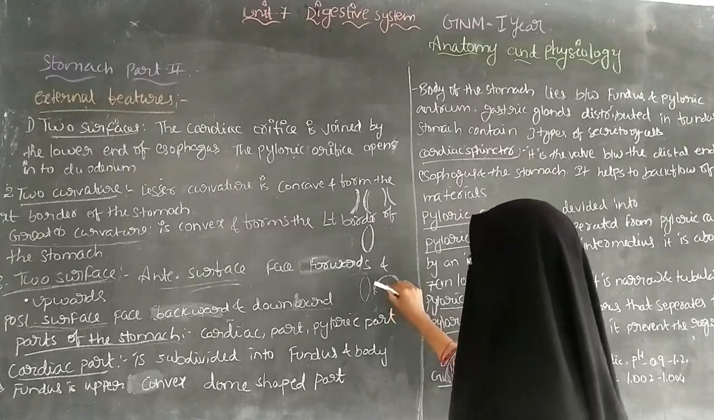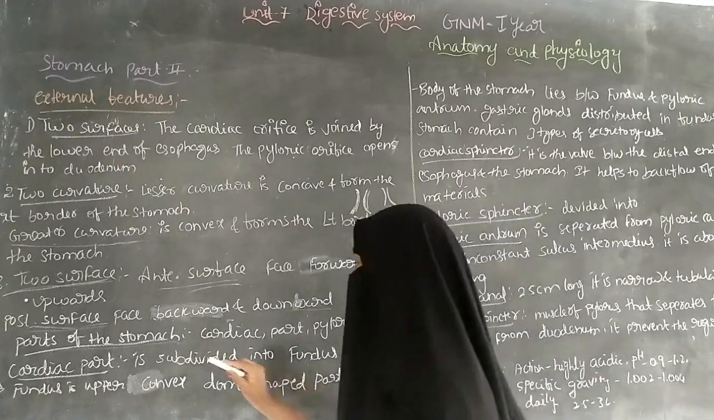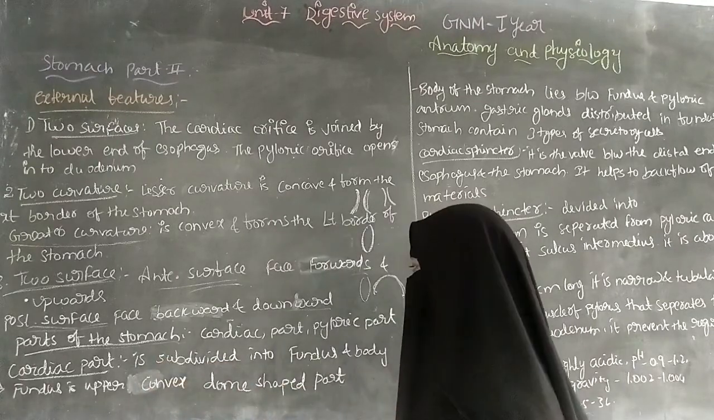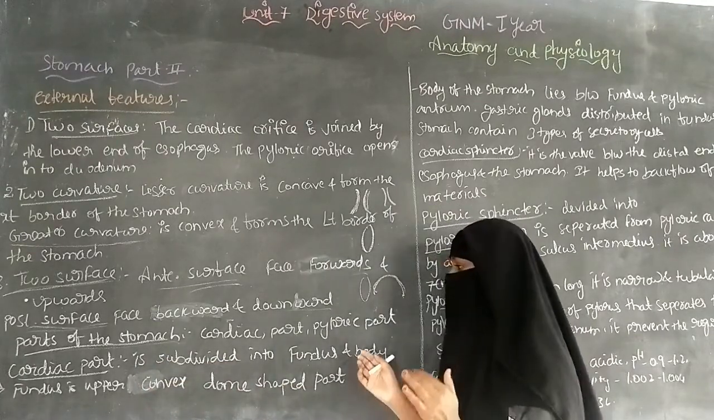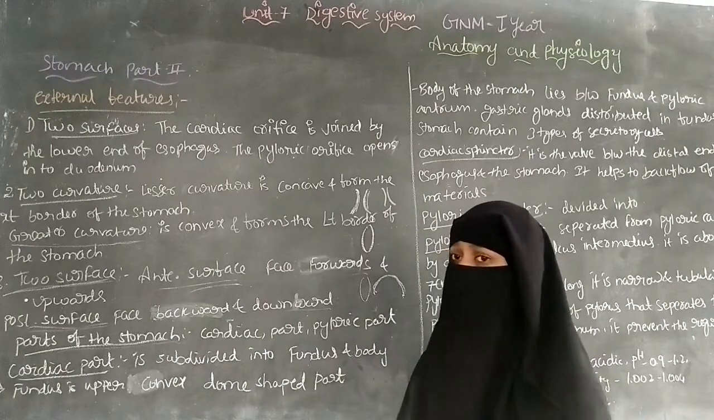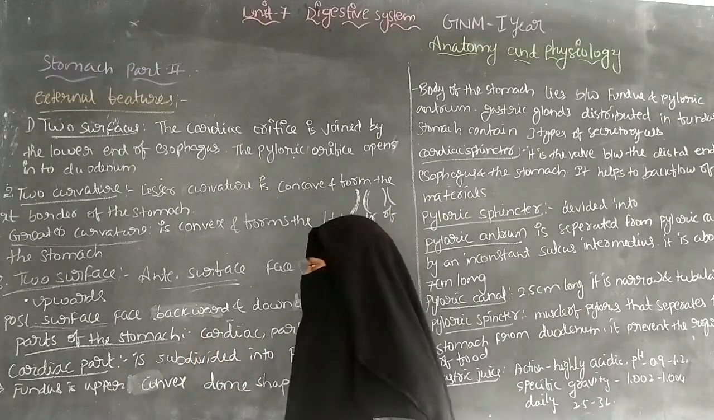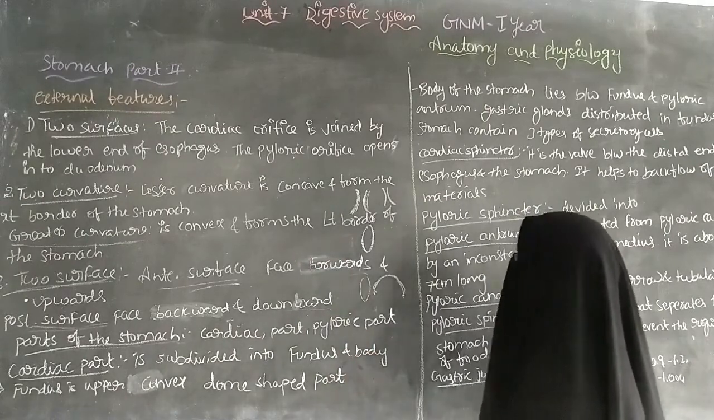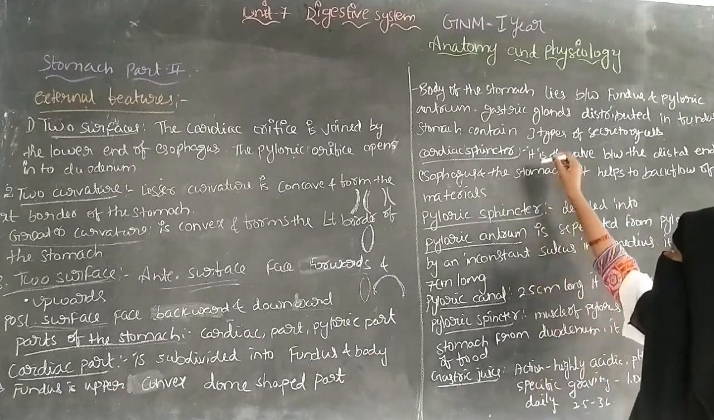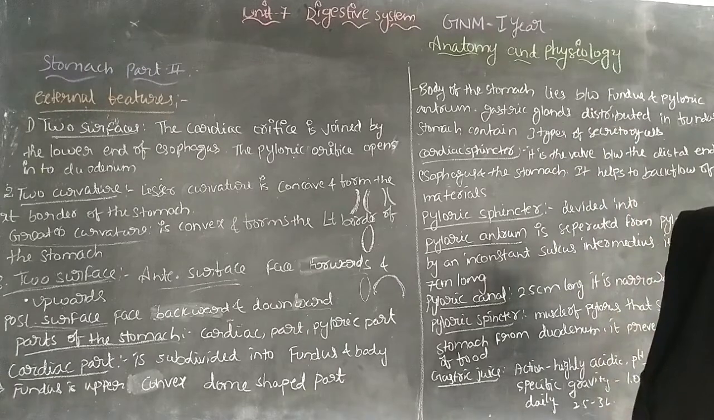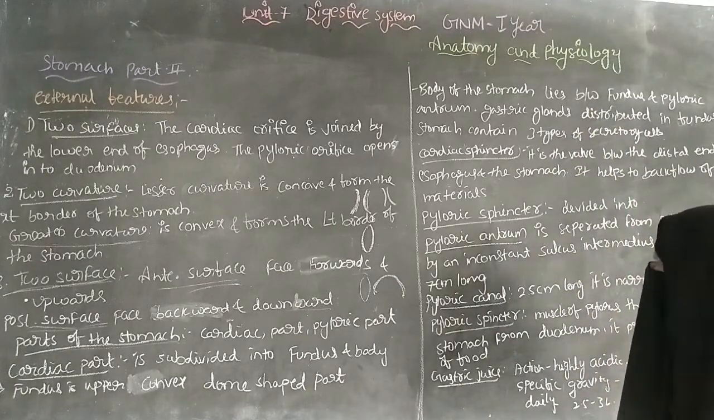It is dome shaped, and the cardiac part becomes the dome-shaped part. In the cardiac part, the fundus and body of the stomach can be included. The next one is the pyloric part. The body of the stomach lies between the fundus and the pyloric antrum.